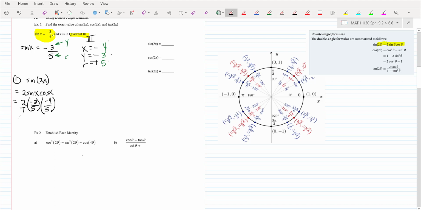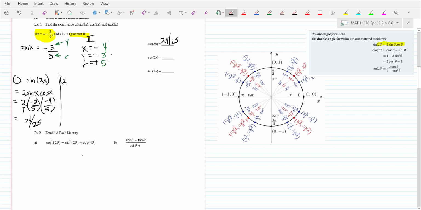So you can multiply straight across. That looks like an answer of 24/25. So all this is an exercise in learning your identities. You mostly use these identities for derivations and proofs and equations and things like that.